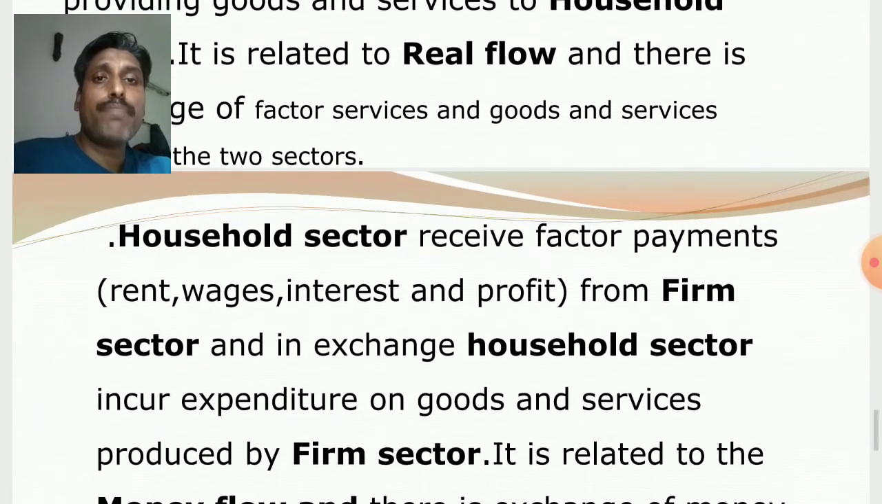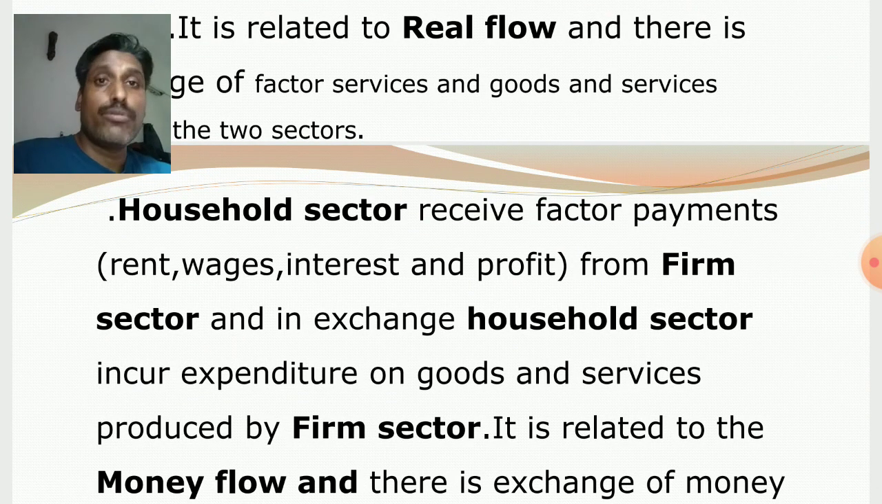And in the second part of the model, you discuss the money flow. In money flow, there is exchange of money between the farm sector and household sector. So in this case, the household sector receives factor payments. Providing land means receiving rent, providing labor service, in return receiving wages, lending funds to the farm sector, in return receiving interest, providing managerial service, in return receiving profit. So the household sector receives factor payments in the form of rent, wages, interest, and profit from the farm sector, and in exchange the household sector incurs expenditure on goods and services produced by the farm sector.